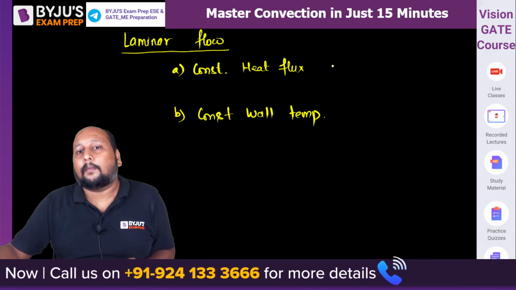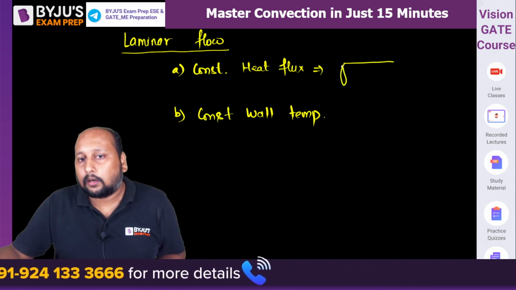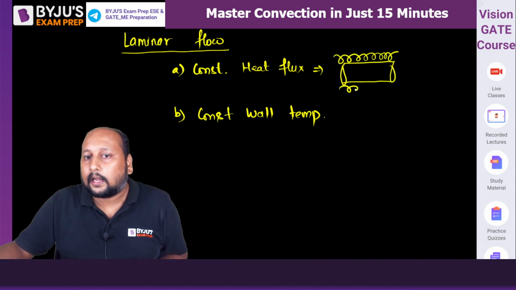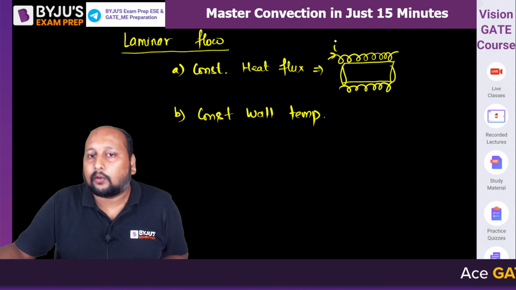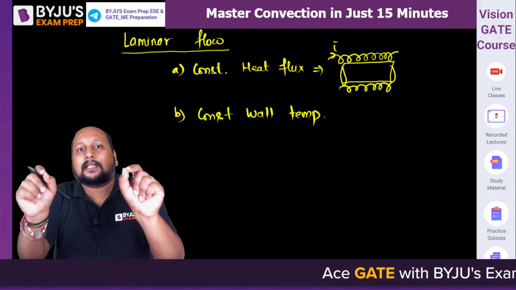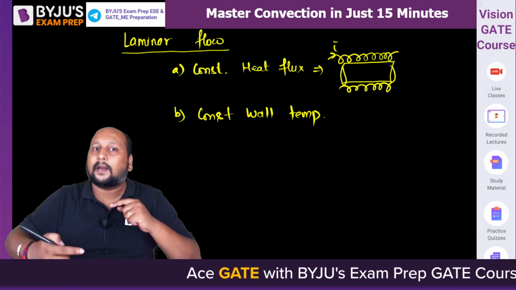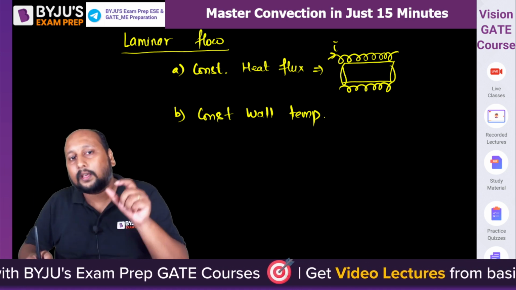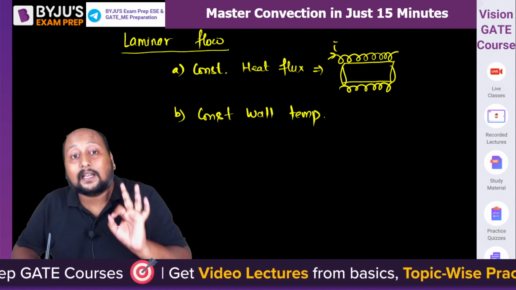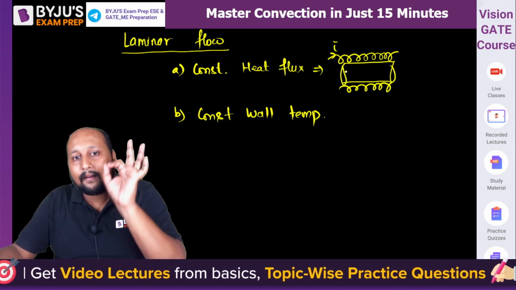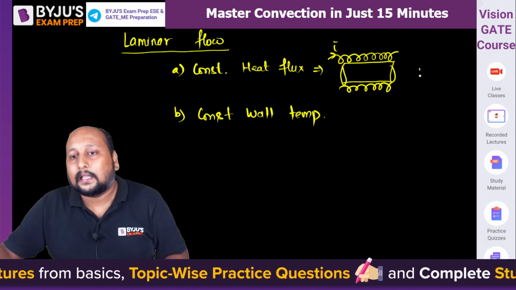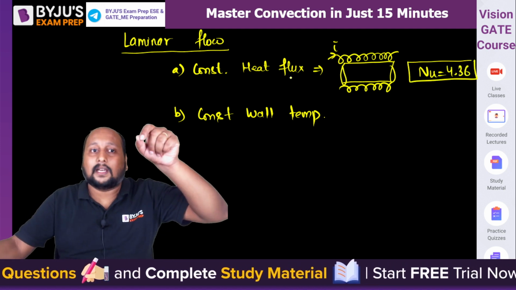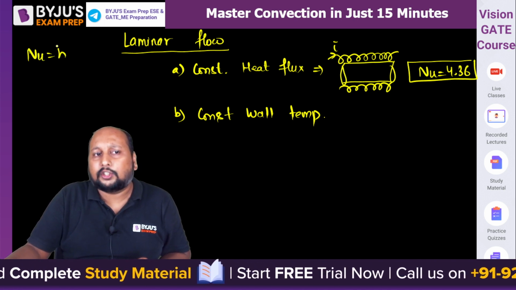Constant heat flux we can obtain when a duct or a pipe is surrounded by an electric coil, and current is passing through that electric coil. That is the condition, where the circumference of the pipe is covered with a coil through which current is flowing. That is the condition for constant heat flux, and it is observed that when constant heat flux is obtained, the Nusselt number is exactly equal to 4.36.